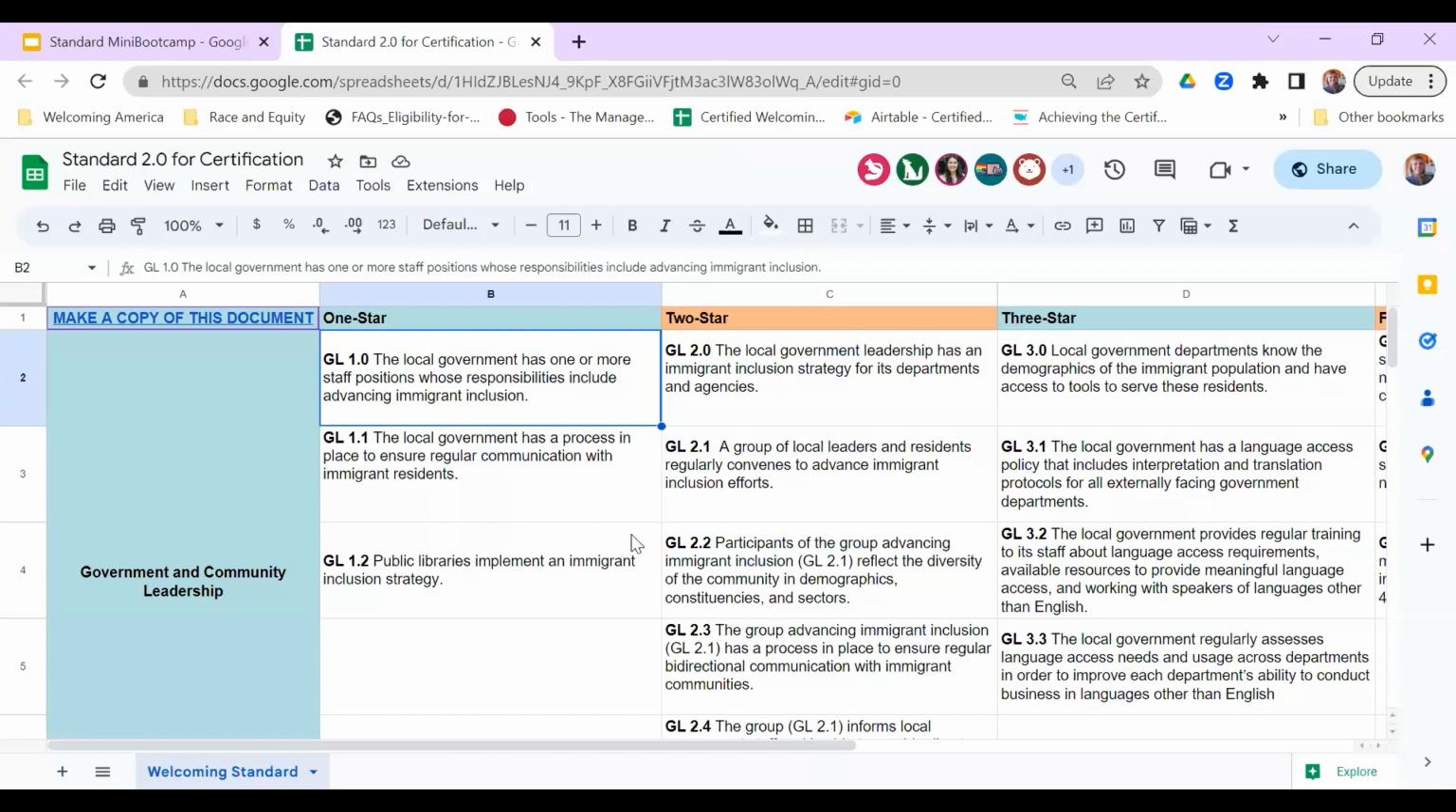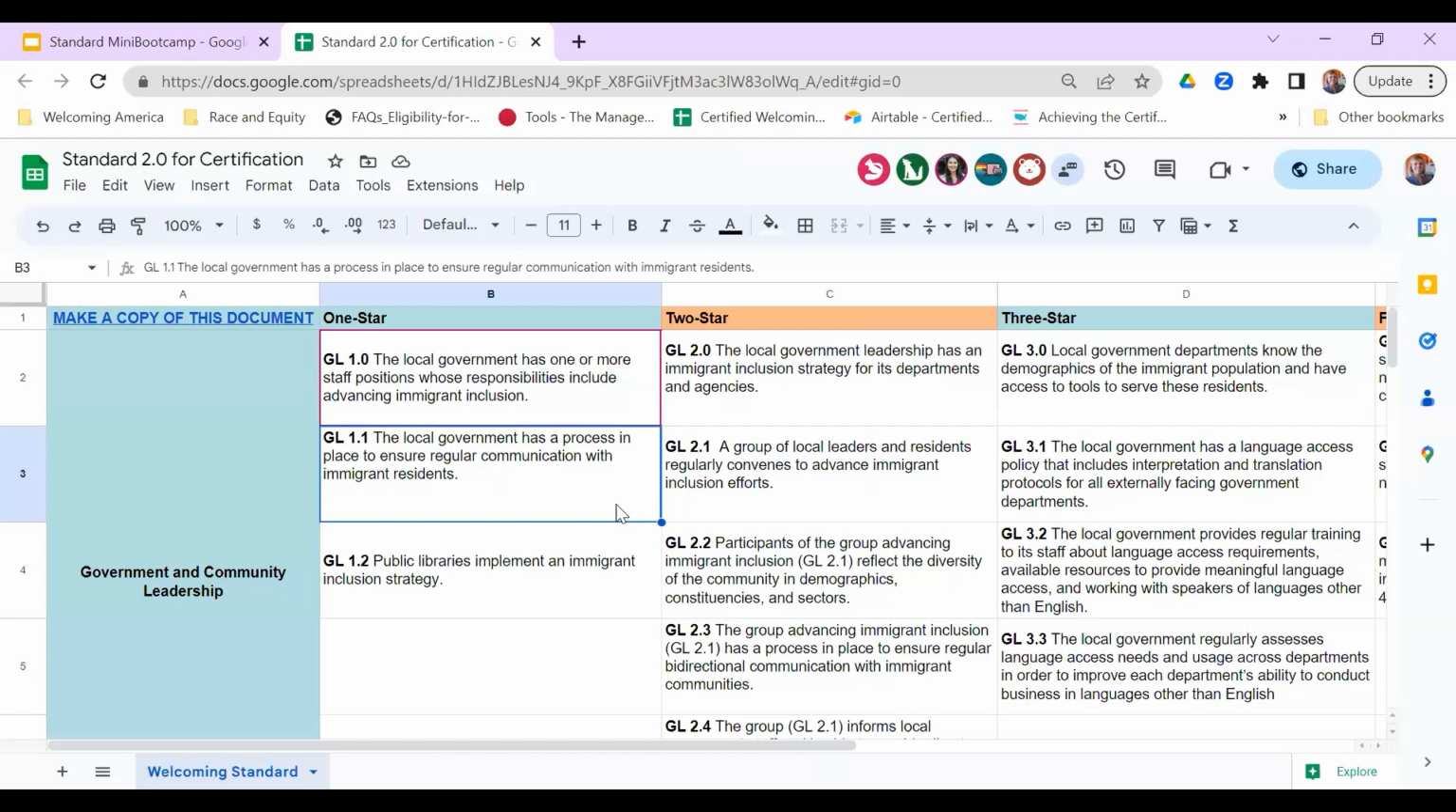There's a process to ensure regular communication with immigrant residents. So this could be informal. It doesn't necessarily have to be a formal process, but the point here is that there is regular opportunity for immigrant residents to provide feedback to the local government. And then public libraries. This is the first time also that we're naming the public libraries in this standard, which I think is exciting. They're both here and then another higher star as well.